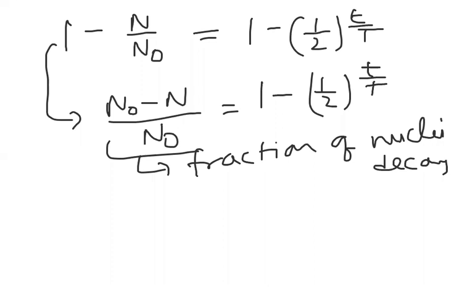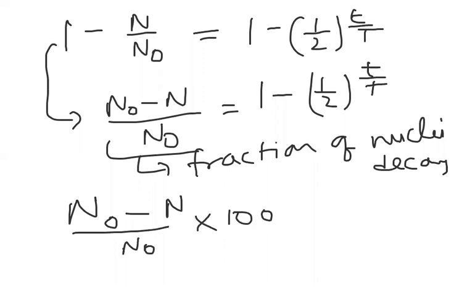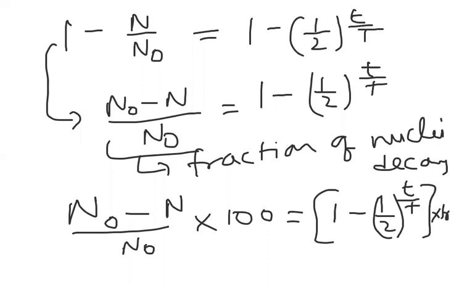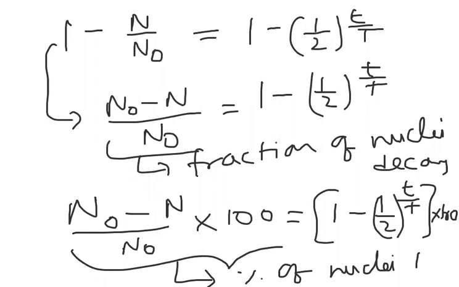Suppose the question is the percentage of nuclear decay. That means simply multiply by 100 on both sides. (N naught minus N) by N naught into 100 equals 1 minus 1 by 2 whole power t by capital T, into 100. This is nothing but the percentage of nuclei decay. I think you are clear with these ideas now.